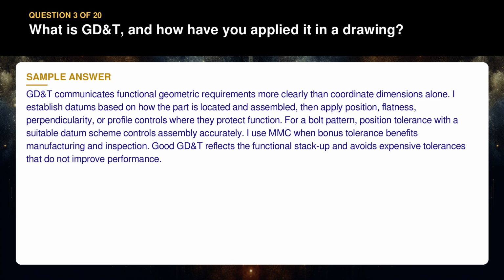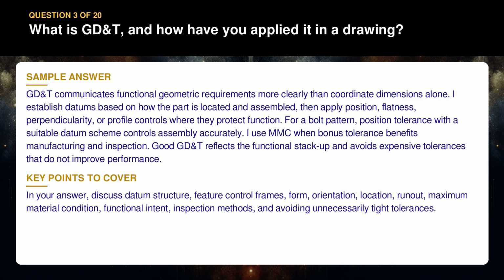I use MMC when bonus tolerance benefits manufacturing and inspection. Good GD&T reflects the functional stack-up and avoids expensive tolerances that do not improve performance. In your answer, discuss datum structure, feature control frames, form, orientation, location, runout, maximum material condition, functional intent, inspection methods, and avoiding unnecessarily tight tolerances.